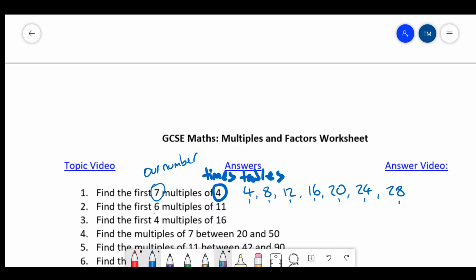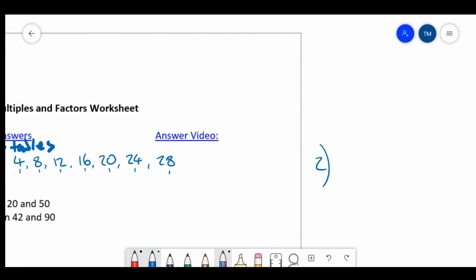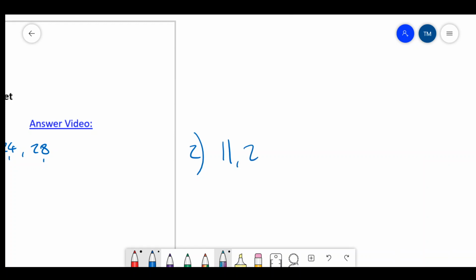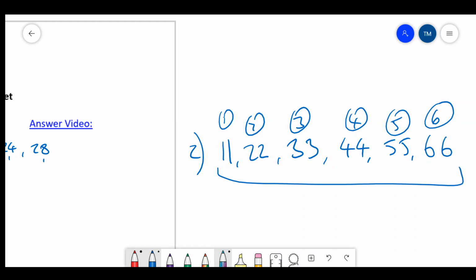The next one we've got is the first 6 multiples of 11. So we're doing the 11 times table and we're doing the first 6 values of that. So for our 11 times tables, number 2, we would do 11, 22, 33, 44, 55, and 66. So that's 1, 2, 3, 4, 5, 6. So there's our first 6 multiples of 11.